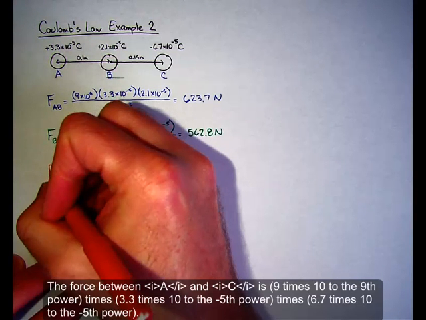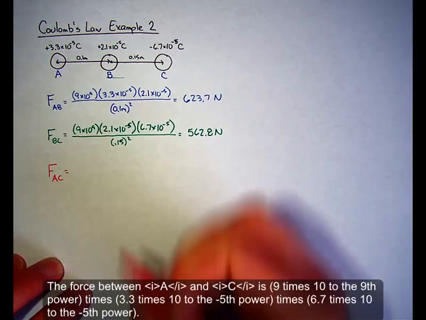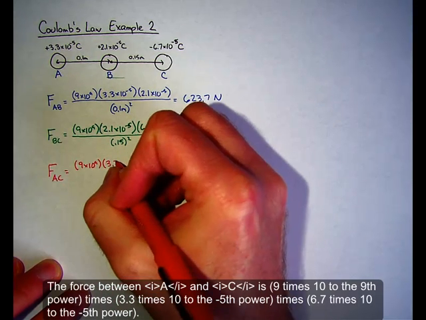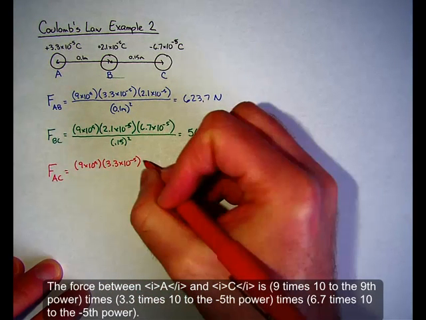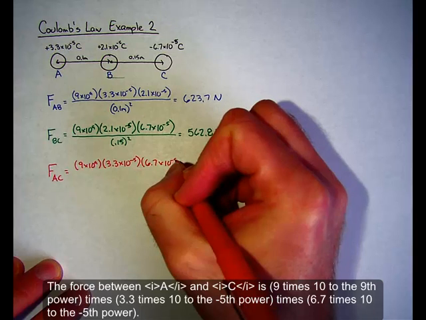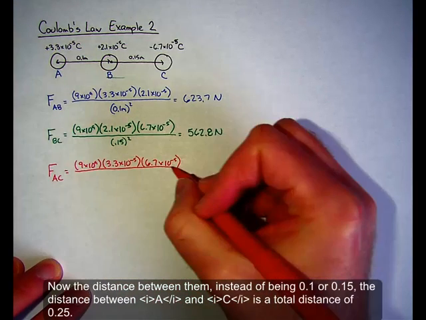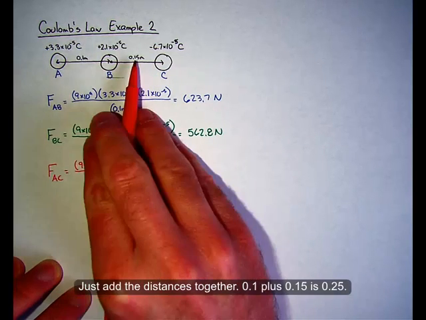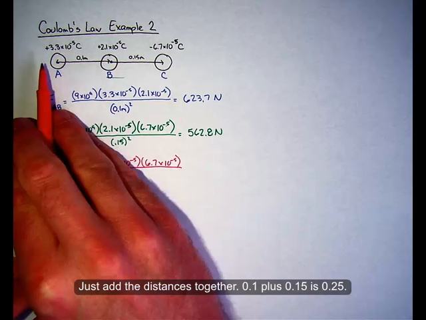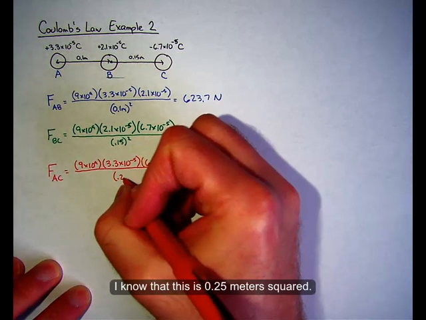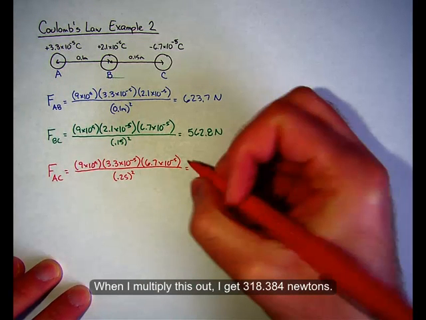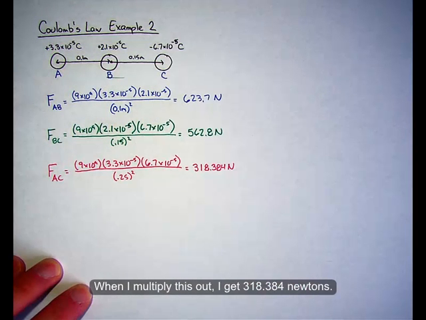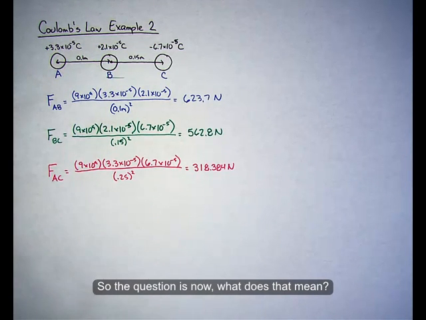And then we're going to look at the last pair that we have, and that's between A and C. So the force between A and C. Very similar again, 9 times 10 to the 9th times 3.3 times 10 to the negative fifth times 6.7 times 10 to the negative fifth. Now the distance between them, instead of being 0.1 or 0.15, from A to C, it's a total distance of 0.25. I just add the distances together. So 0.1 plus 0.15 is 0.25. So this is 0.25 meters squared. And when I multiply this out, I get 318.384 newtons.